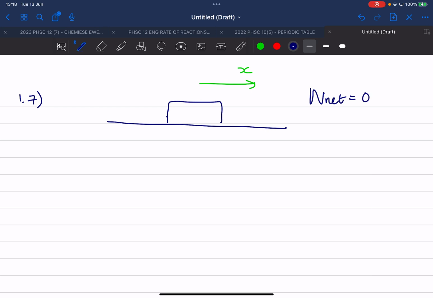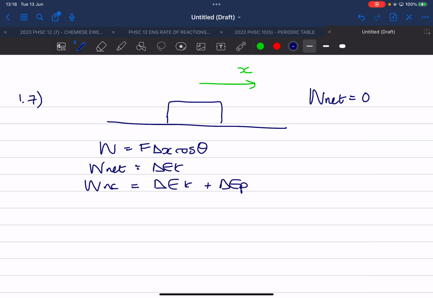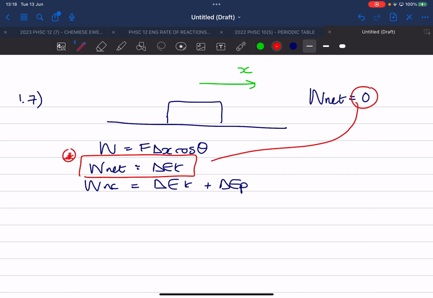Gaan terug na jou formules toe. You have 3 formulas speaking on work. You have this one. You have this one. And you have this one. Okay. Now, this one is the only one that speaks about the netwerk. Die netto arbeid verrig. Okay? En hulle sê vir jou die netto arbeid is gelyk aan 0. Wat beteken dit? There's no change in kinetic energy.